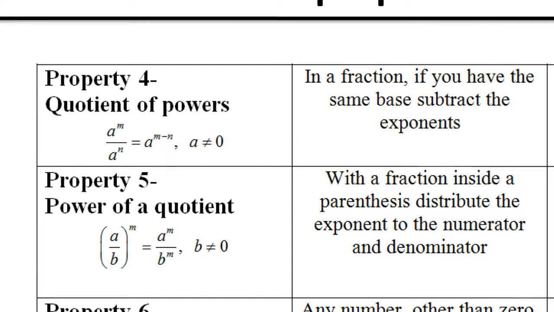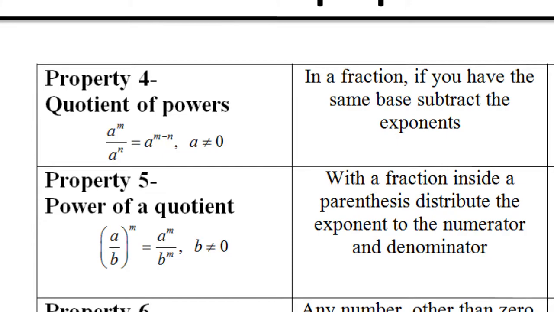So property number 4, which is called the quotient of powers, says that if you have a fraction like this, and on the top and the bottom, numerator and the denominator, they have the same base, you guys are going to subtract the exponents. I'm just going to read here on the right side, and it explains how to use the property in a fraction. If you have the same base, subtract the exponents. Now, the way you guys do it is you are going to take the top exponent minus the bottom. No matter what, you always take the top minus the bottom.